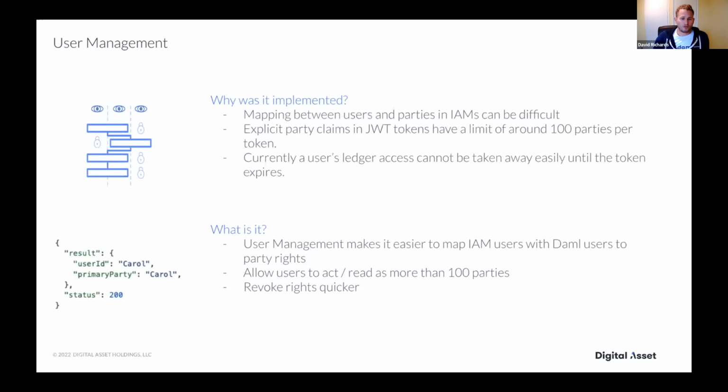Roles such as read as and act as are often assigned in JSON web tokens, known as JWT tokens, and they have a limit as to how much data can be put into them, which also meant there was a limit as to how many read as or act as parties they could contain. We saw an upper limit of around 100 parties per token. In some instances where they wanted users or applications to read as and act as more parties, that became a little problematic.